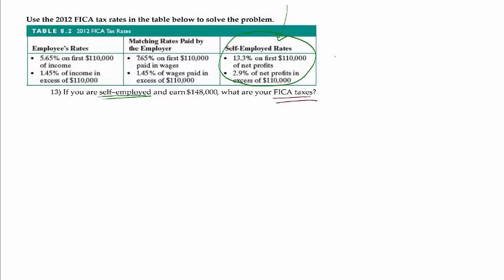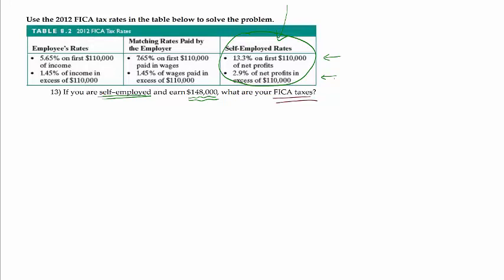Okay, and now notice it tells you that you're going to pay a certain amount on the first $110,000. So if you make $110,000 or less, you're paying on that portion at 13.3%. Any amount over that, you're going to pay 2.9% on. So if I make less than $110,000, I'm only going to be paying at the 13.3%. If I'm paying above that, then I pay up to a certain point at the higher rate, and then the excess at the 2.9%. Okay, so I make $148,000.